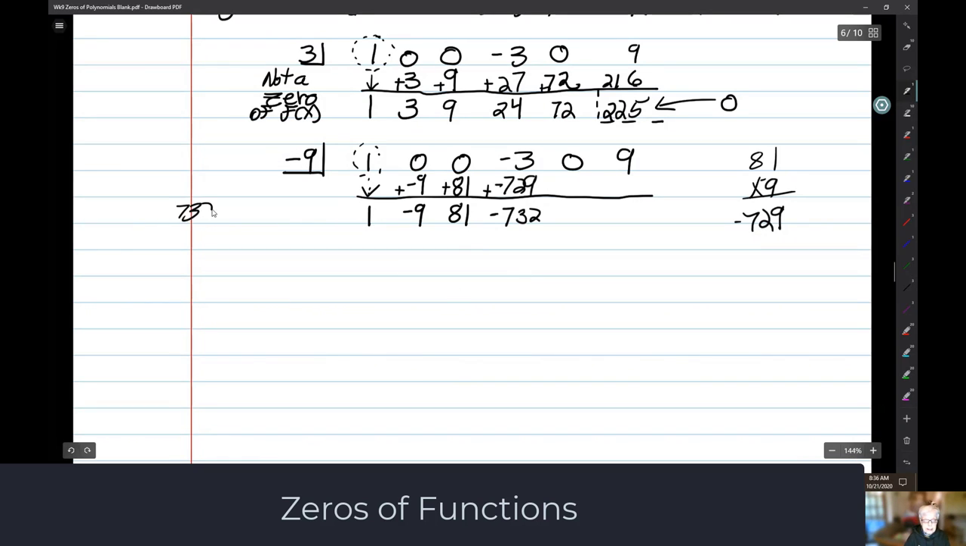This is kind of ridiculous, isn't it? Negative 732 times negative 9 is 18, 27 plus 1 is 28, 7 times 9 is 63, plus 2 is 65, 6588, positive, because negative times negative is positive. I add that to 0, I get 6588, and whatever number I get here is going to be a 0 down here. So I know that negative 9 is not a zero of f of x.